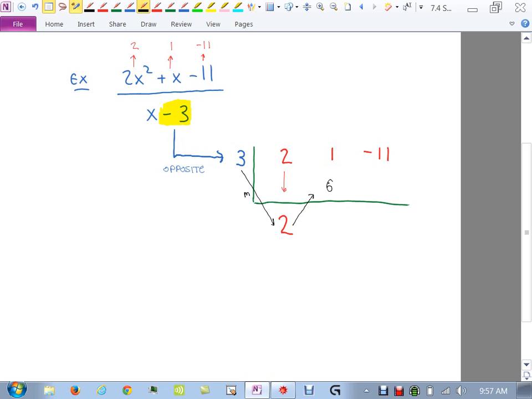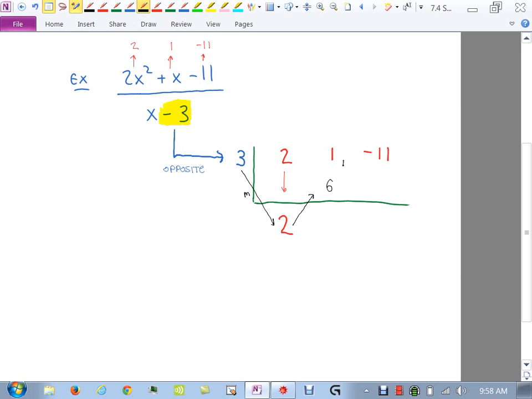Okay, so 2 drop down. 3 times 2 is 6. And then what do you think we're going to do now? Add down. Okay, so same thing, come down this column right here. What is 1 plus 6?